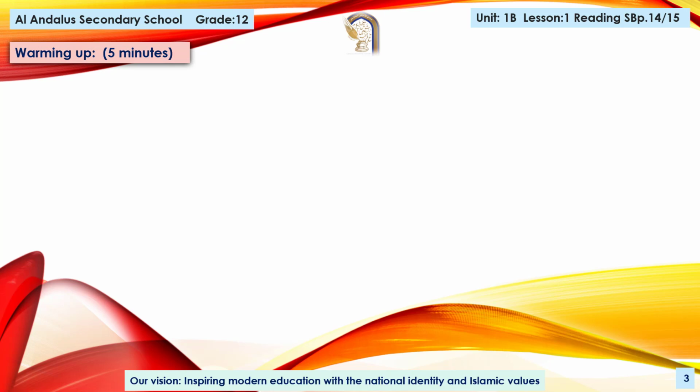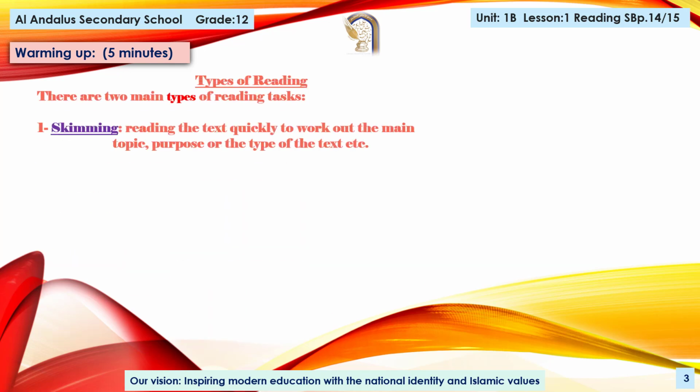Now, we are going to work out the two main types of reading tasks. The first type is skimming. Skimming is reading the text quickly to work out the main topic, the purpose, or the type. Remember that while doing skimming, you are not going to look for the specific meaning of each word or the detailed information.